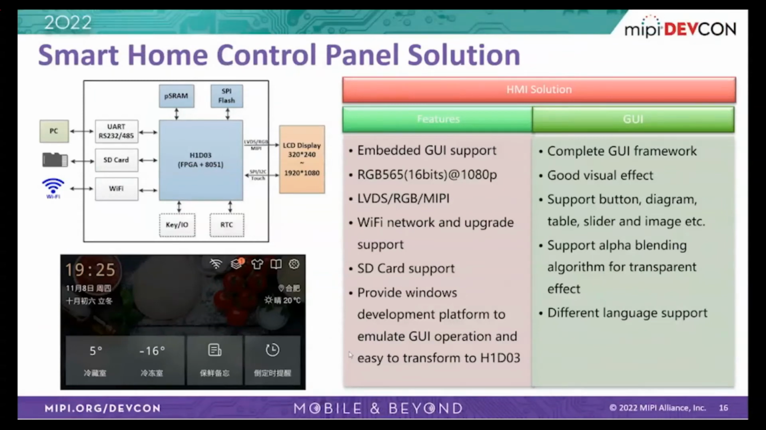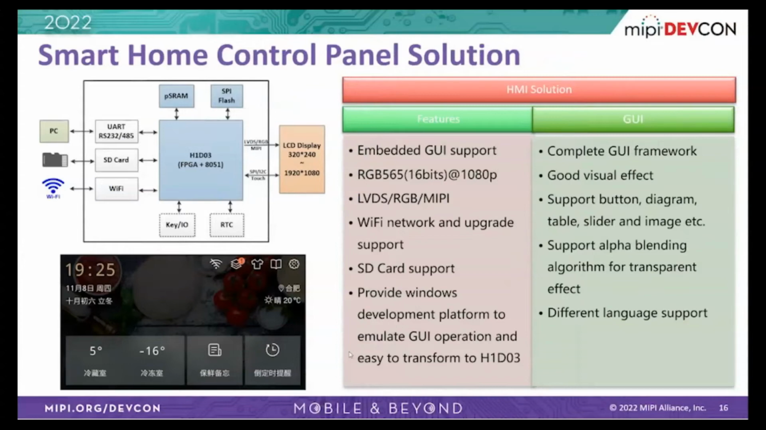This one is a smart home control panel solution. For this kind of solution, the H1D03 is used to control the whole panel, including the touch part. It can support RGB, LVDS or MIPI interface, and the resolution can support up to Full HD. It also has a Wi-Fi or SD card interface.